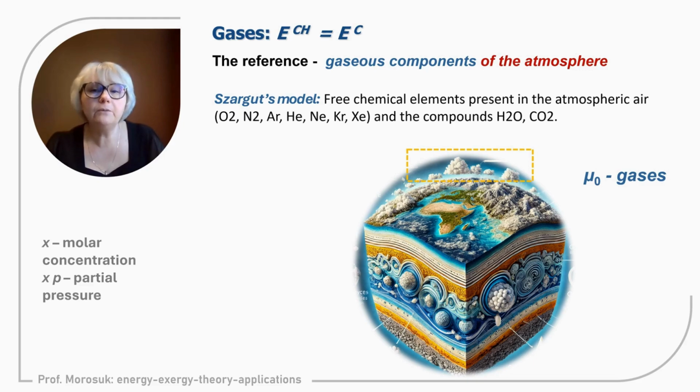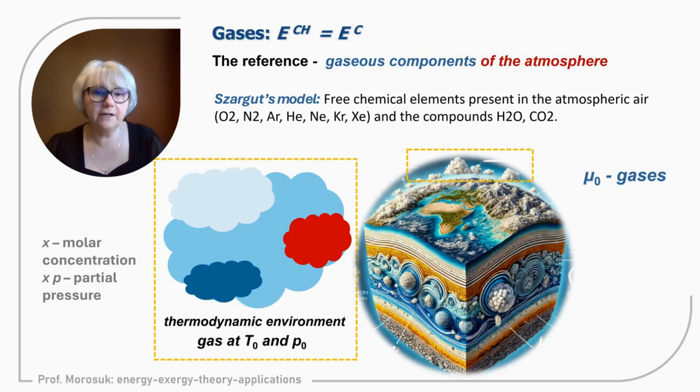Okay, when we discuss the chemical exergy of gases, we need to refer to the atmosphere. And we know that the atmosphere is not homogeneous. According to Szargut's model, we have quite a lot of pure substances, and also we have water and carbon dioxide as the description of the theoretical atmosphere.